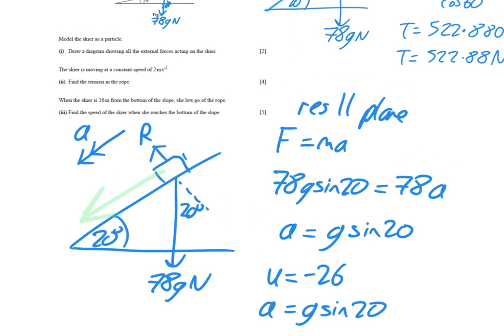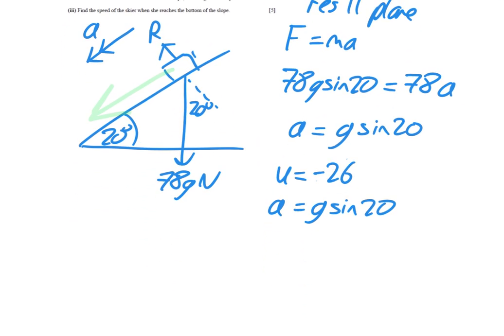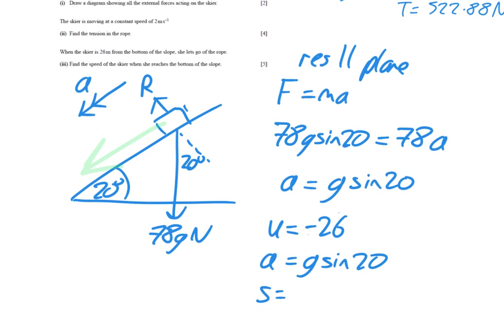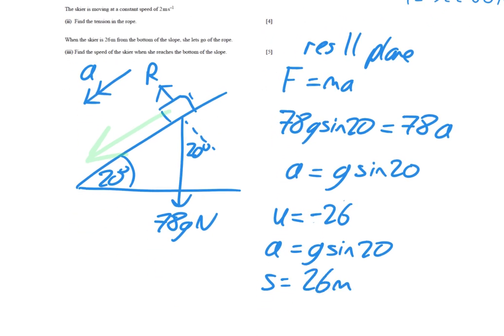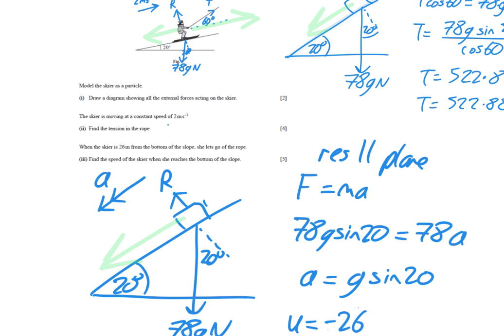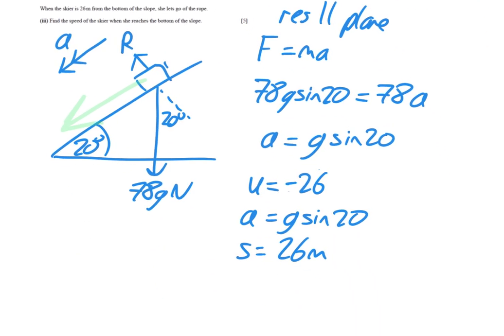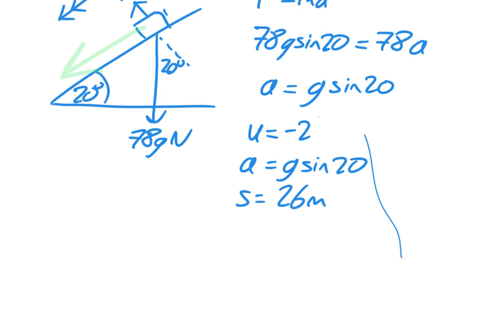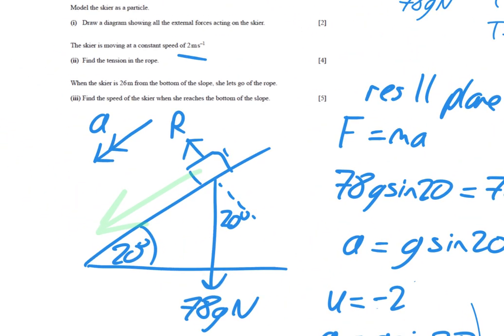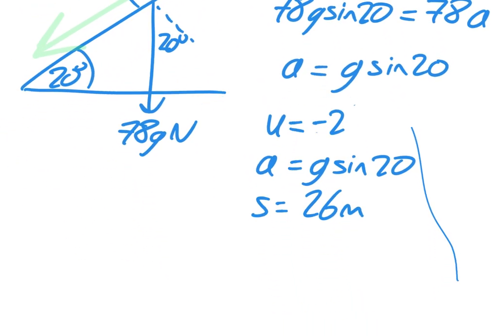The distance she is from the bottom of the slope is 26 meters? Oh, I've got that wrong. Sorry, it was 26 meters is the distance down the slope. She was going at a speed of 2 meters per second. Apologies, it was 2 meters per second. So she was going up the slope with a speed of 2. So that then should be just minus 2. And what we need to find is the speed of the skier at the bottom. So we want to find our v.